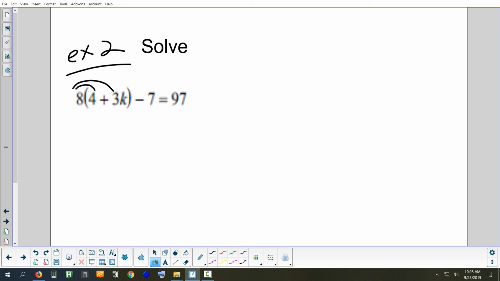Why not the negative 7? Because it's not in the parentheses. If the parenthesis was over here and that wasn't there, then I would say yes, now we're going to distribute it to the negative 7. But the negative 7 is not in parentheses. All right. So now we'll do that.